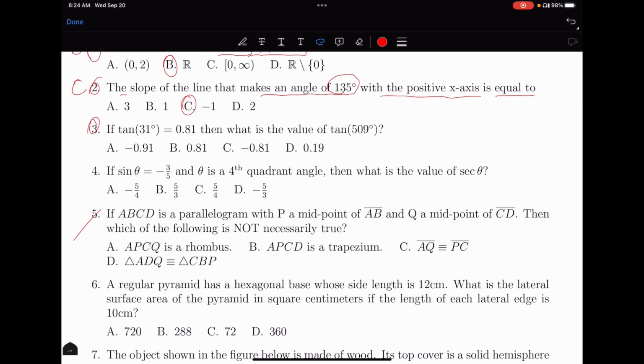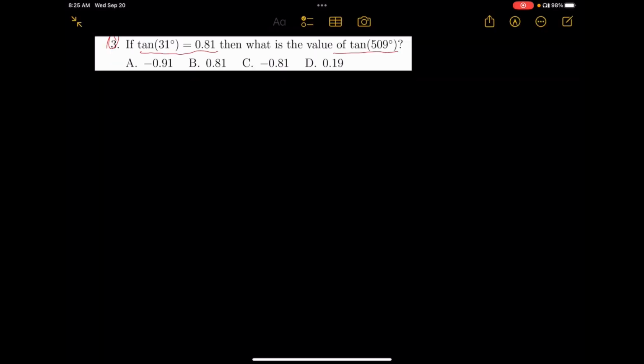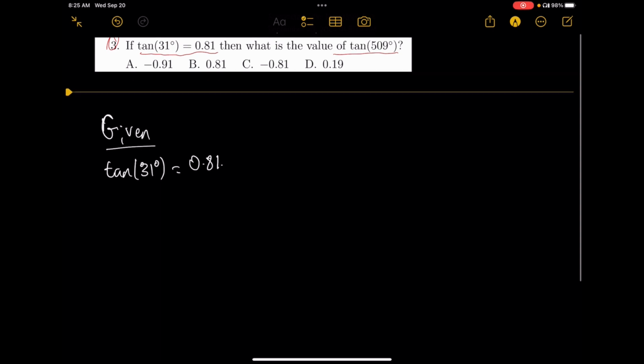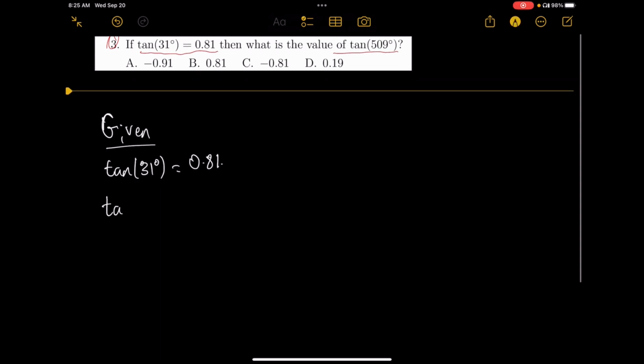ኦኬ ለዛ የሁለተኛው መልስ ሲ መሆኑን አውቀናል። የመጀመሪያው ቢ ነው። ኦኬ ለዛ ሶስተኛ ጥያቄ እንስራ። እሺ ሶስተኛ ጥያቄ: if tan of 31 degrees is equal to 0.81 then what is the value of tan of 509 degree? የተጠየቀን tan of 509 ስንት ነው ነው። ኦኬ tan of 31 ተነግሮናል። ጊቨናችን ማን ነው? tan of 31 ስንት ነው? tan of 31 0.81 ነው። በጣም ጥሩ። ለዛ tan of 509 ስንት ነው? tan of 509 ዲግሪ ስንት ነው?